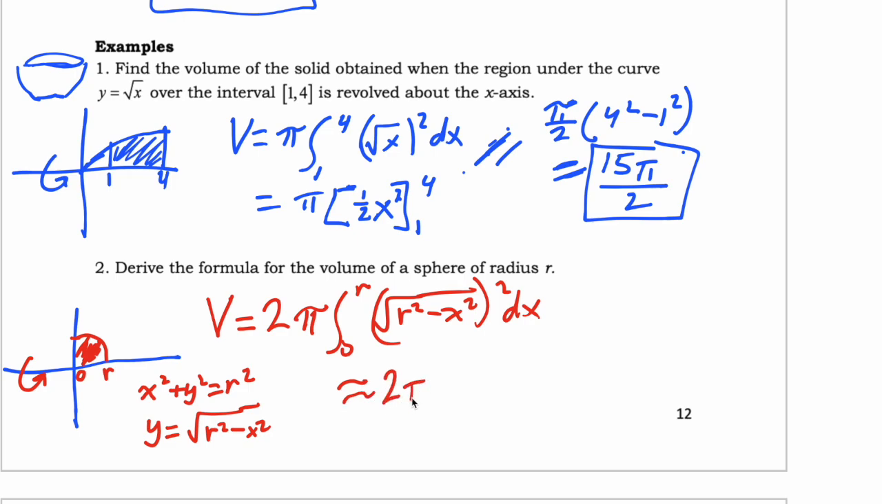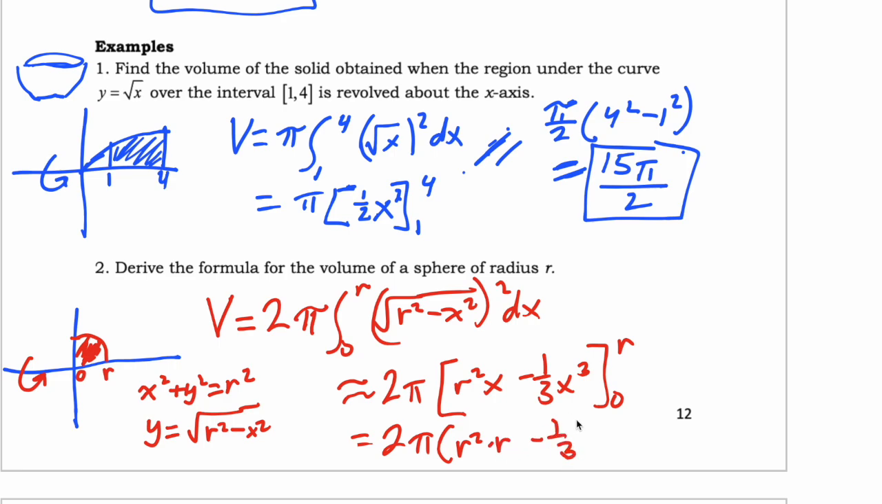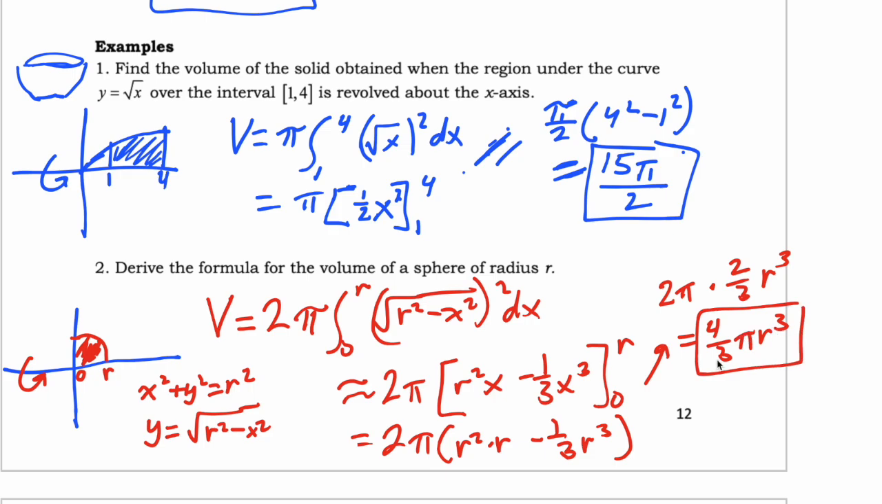So we have 2 pi, and now the integral of r squared. R squared is a constant. You're integrating with respect to x, so it's just r squared x minus 1/3 x cubed evaluated from 0 to r. So it's 2 pi. Now we sub in r. We have r squared times r minus 1/3 r cubed. And that's r cubed. So r cubed minus 1/3 r cubed is simply 2/3 r cubed. So multiplying that together, we get 4/3 pi r cubed, which is the formula for the volume of a sphere.